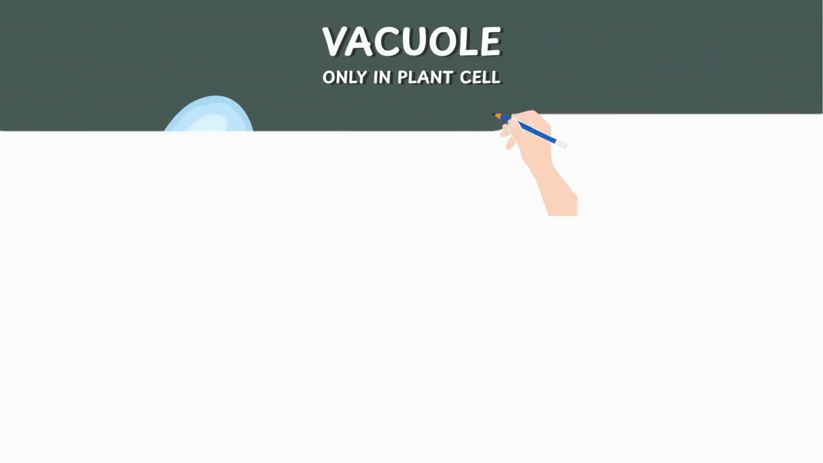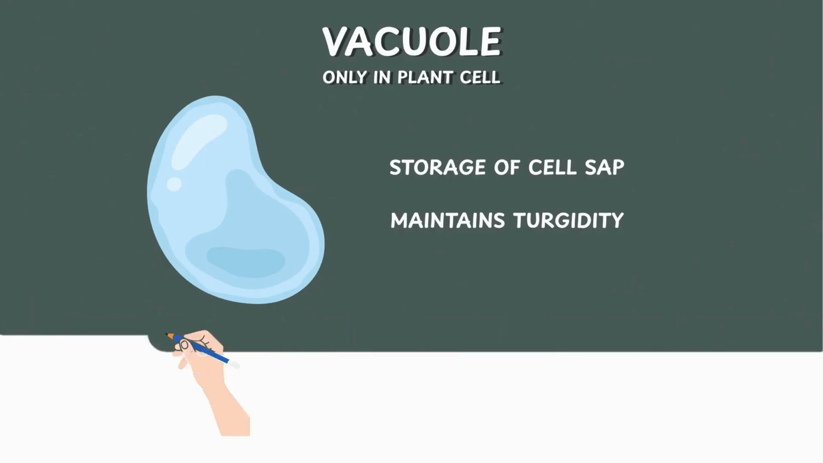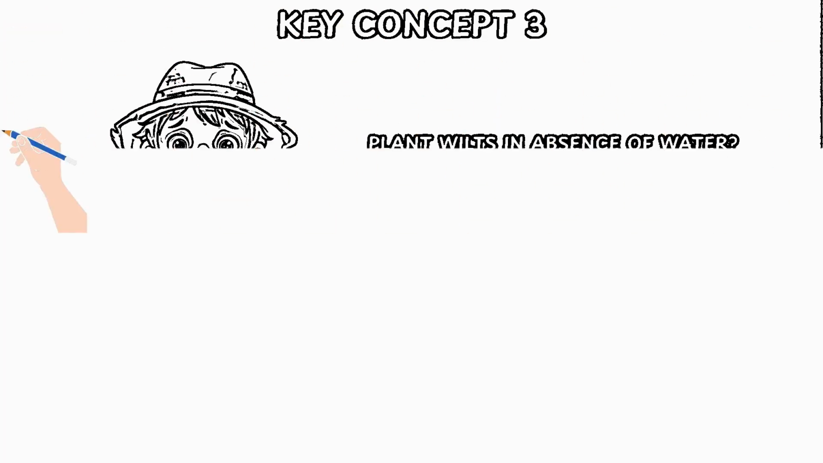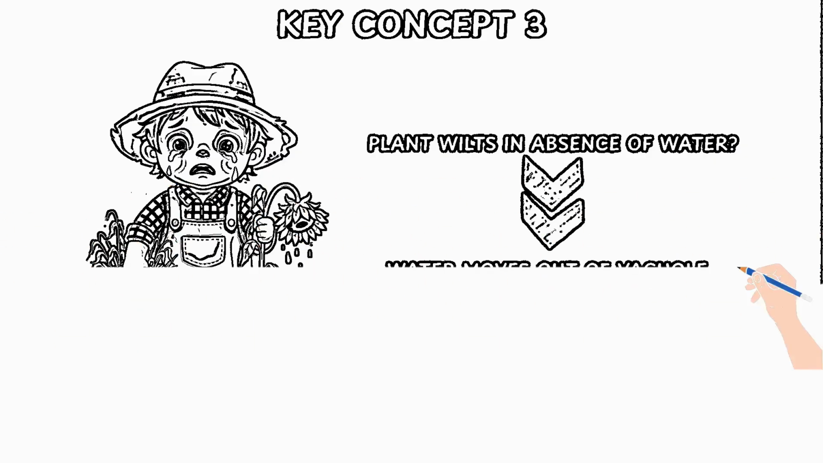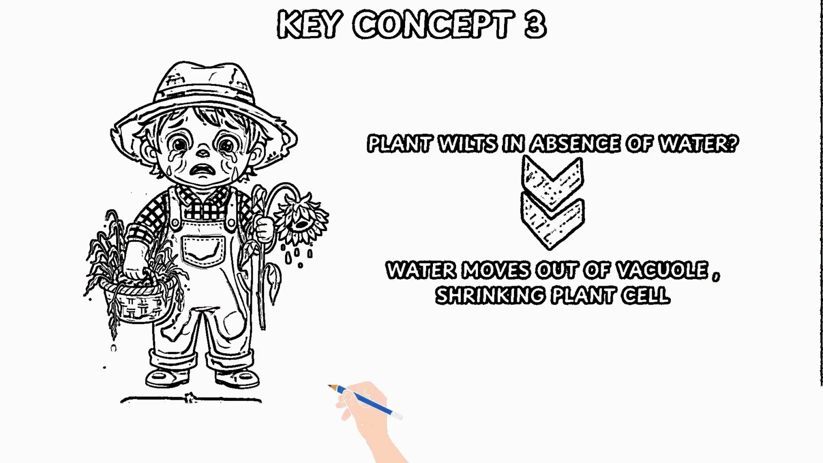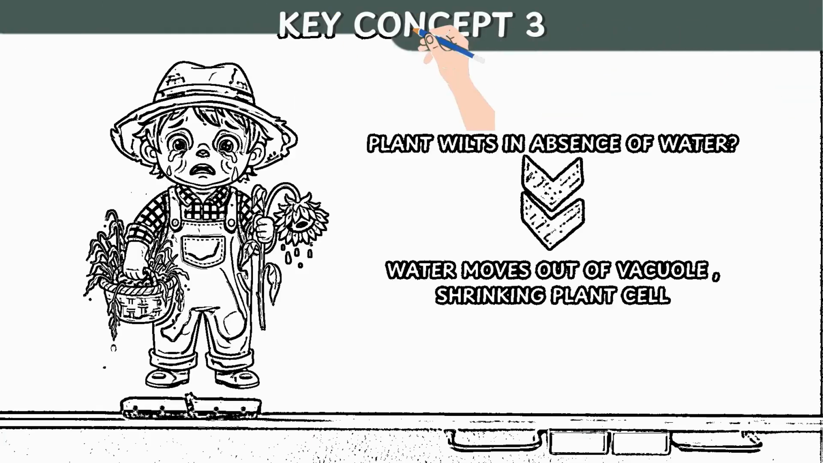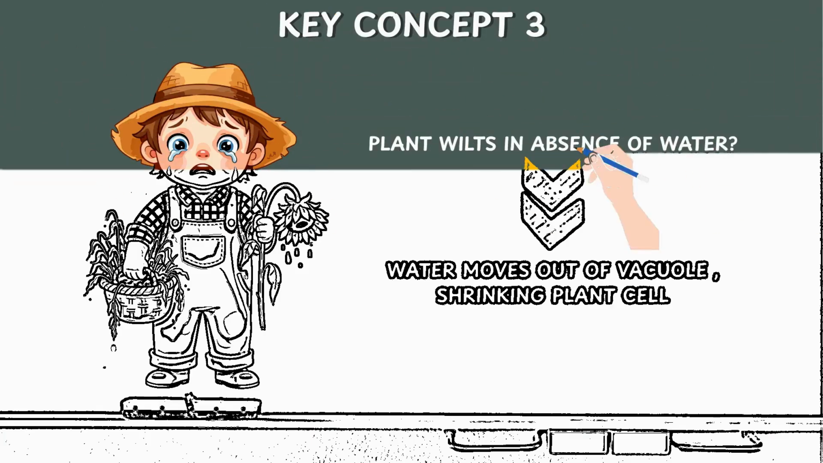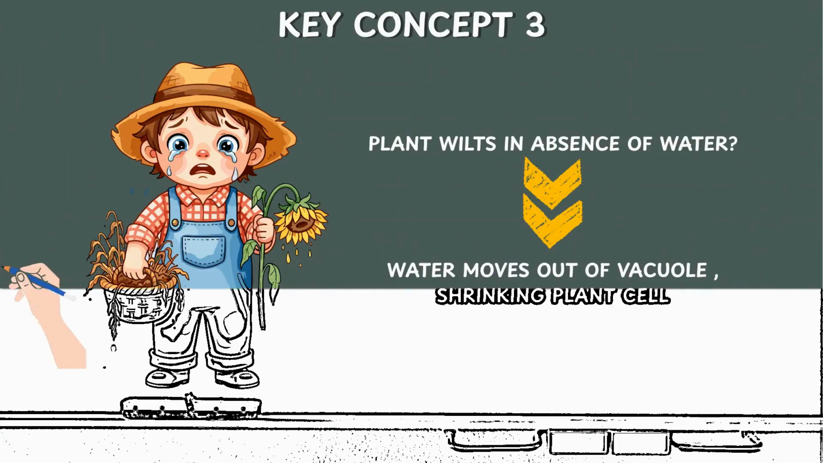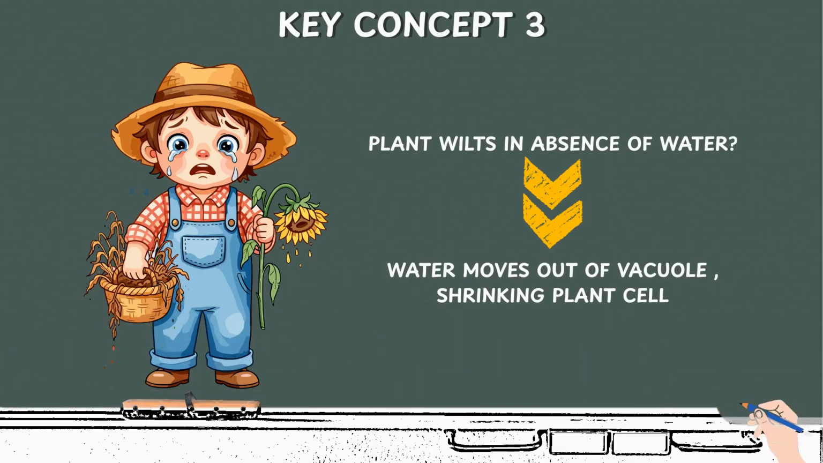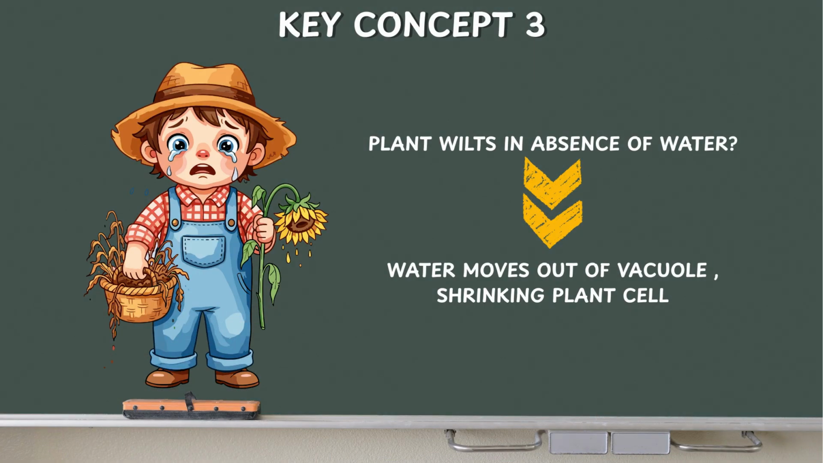Vacuoles are membrane-bound sacs that function in storage of cell sap and maintain turgidity. Have you ever noticed that if you forget to water a plant for a few days, it wilts? That's because as the water concentration in the soil becomes lower, the water moves out of the central vacuoles and cytoplasm. As the central vacuole shrinks, it leaves the cell wall unsupported, and this loss of support to the plant's cell walls results in the wilted appearance.